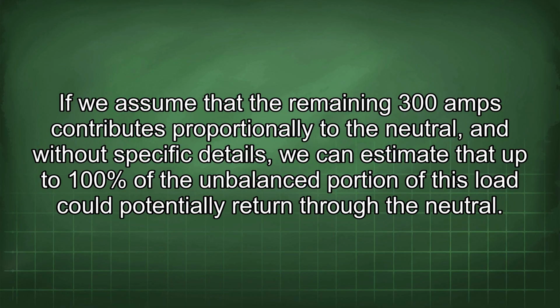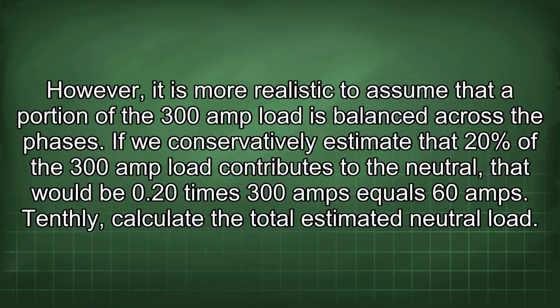If we assume that the remaining 300 amps contributes proportionally to the neutral, and without specific details, we can estimate that up to 100% of the unbalanced portion of this load could potentially return through the neutral. However, it is more realistic to assume that a portion of the 300 amp load is balanced across the phases. If we conservatively estimate that 20% of the 300 amp load contributes to the neutral, that would be 0.20 times 300 amps equals 60 amps.